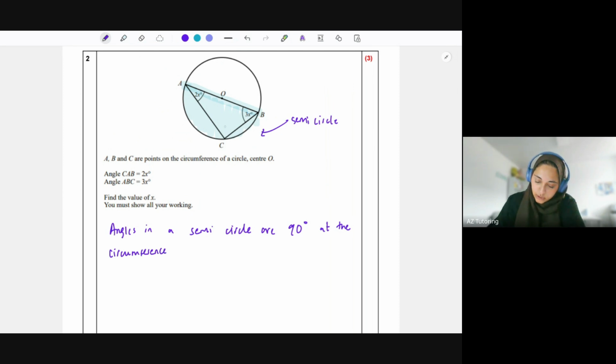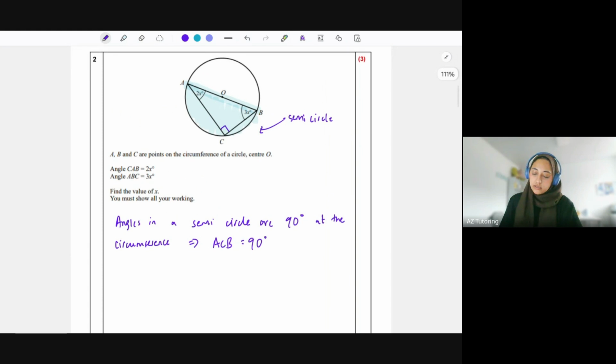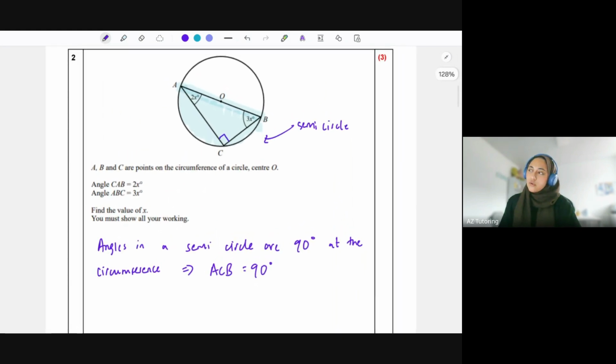So I basically know that ACB is 90 degrees. So therefore ACB is 90 degrees. This is one of the 8 theorems that you need to know. So just make sure you know all your circle theorems because it hasn't come up, I know for Edexcel paper 1 it hasn't come up. I'm not too sure about AQA. But yeah, we know this is 90 here.